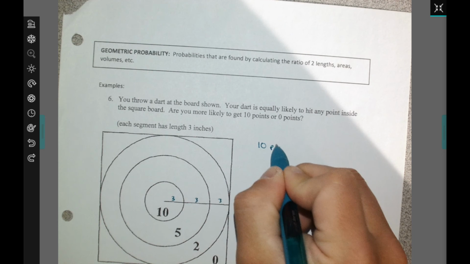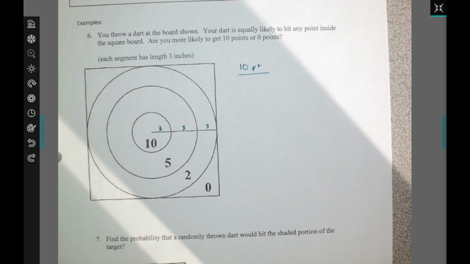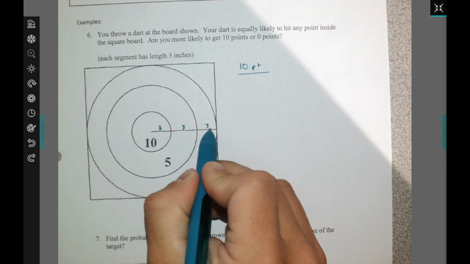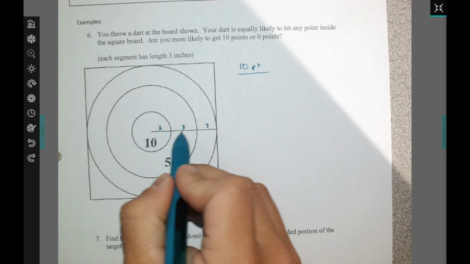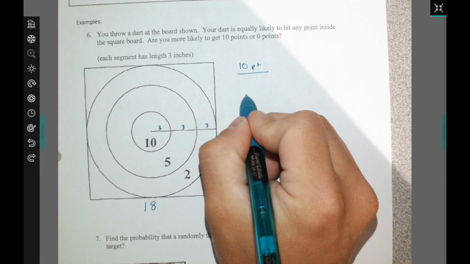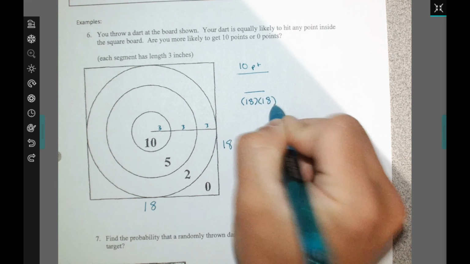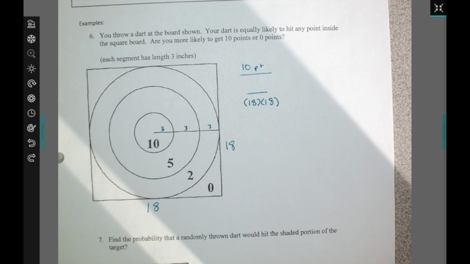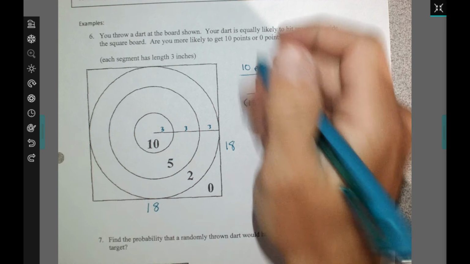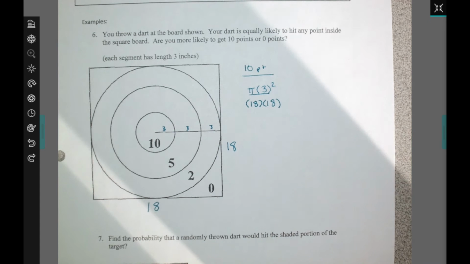So for the 10-pointer, we'd have to find the total area that we have going on here. So our total area, if we go 3, 6, 9, that's my radius for the big circle. That means that we have a square with sides of 18. So the area for my square, the total area for the shape we have here, is 18 times 18. Probability for landing in the 10 would be pi r squared. So we have pi times 3 squared. And that would be the probability of the dart hitting the 10.